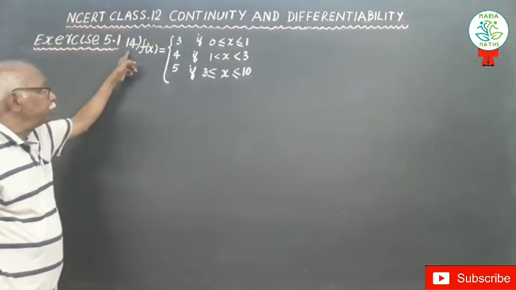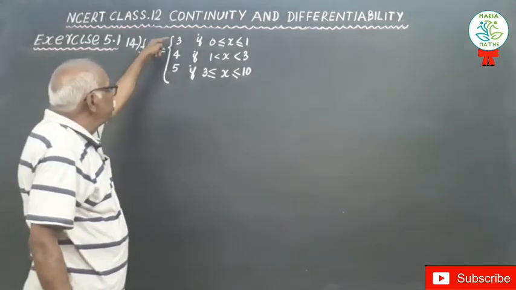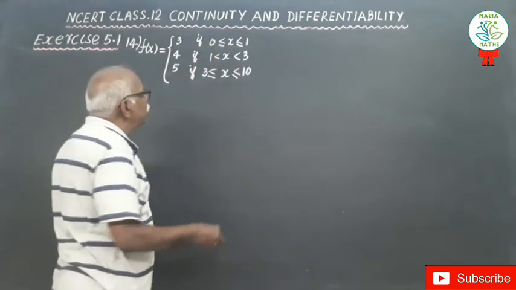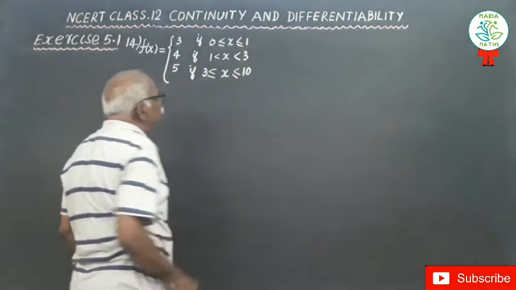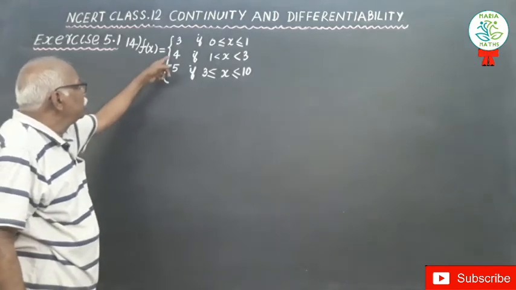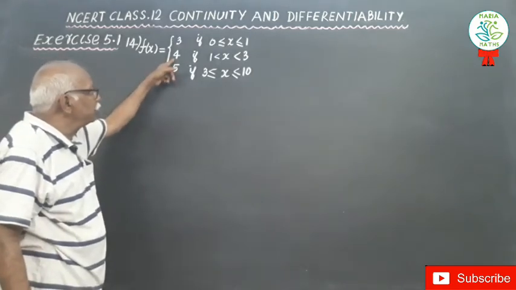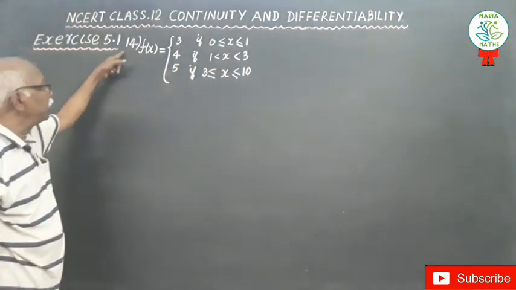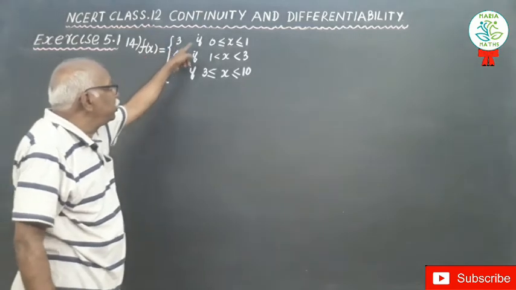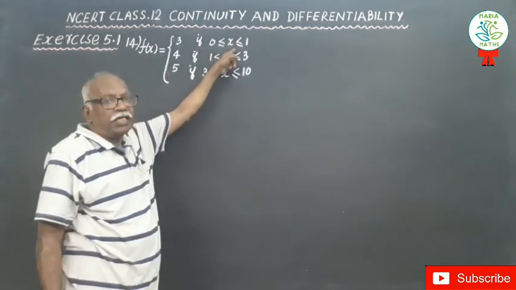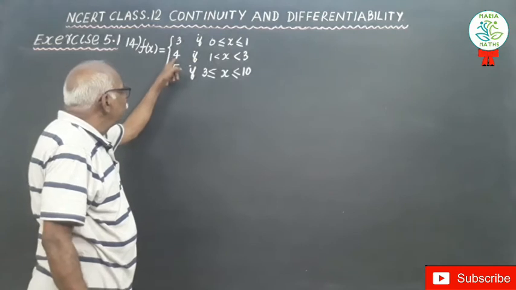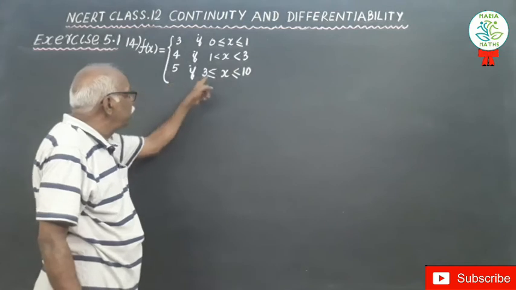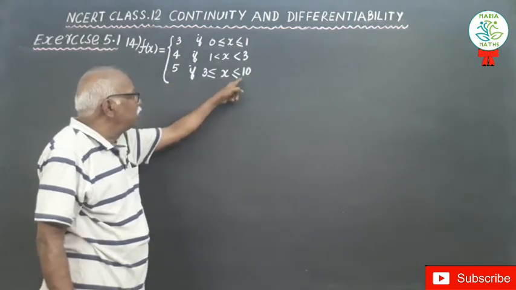Question number 14. f of x is equal to 3 if x is greater than or equal to 0 and less than or equal to 1, 4 if x is greater than 1 and less than 3, 5 if x is greater than or equal to 3 and less than or equal to 10.